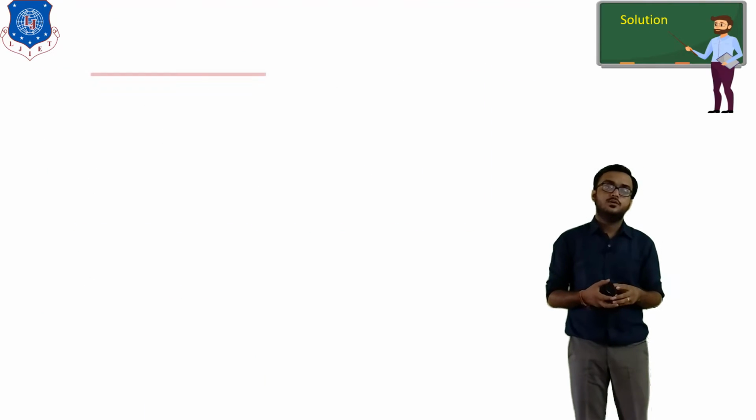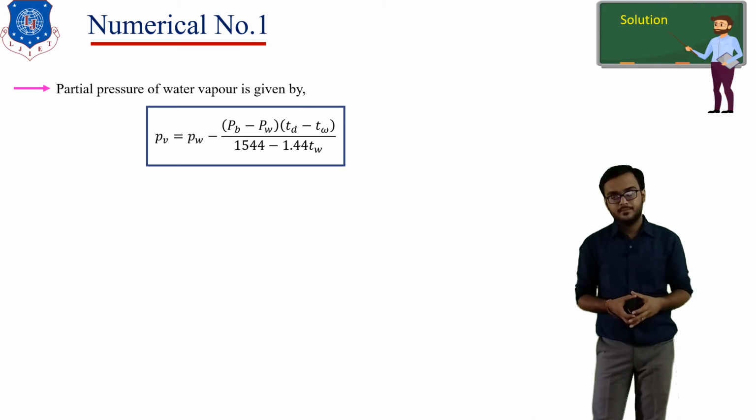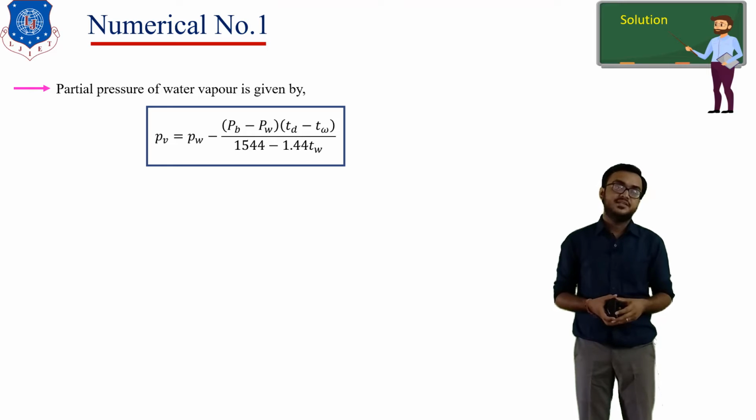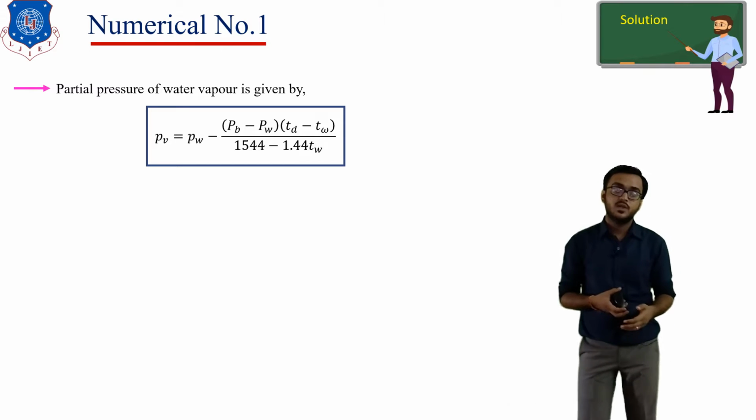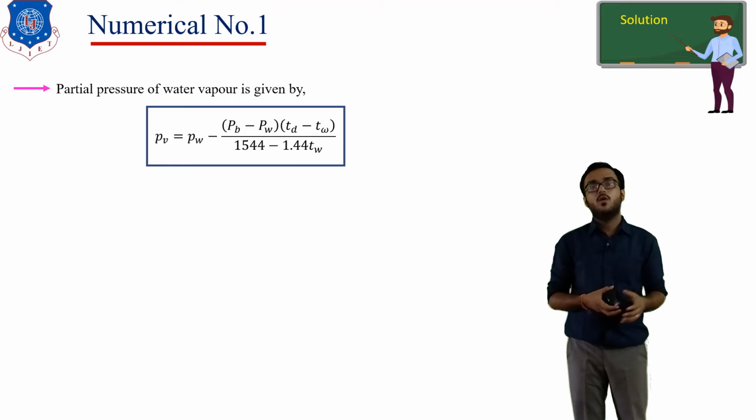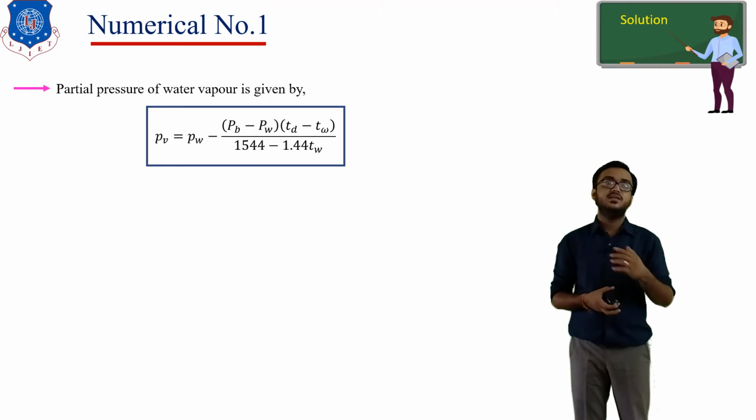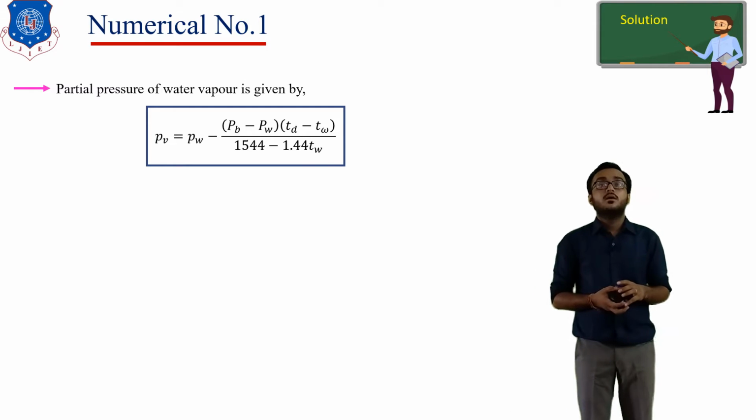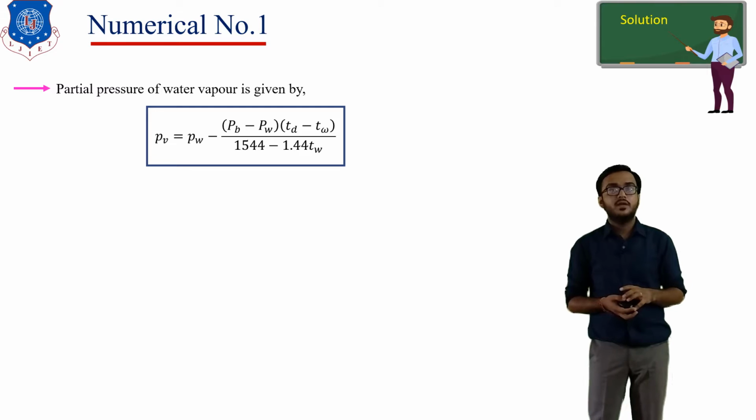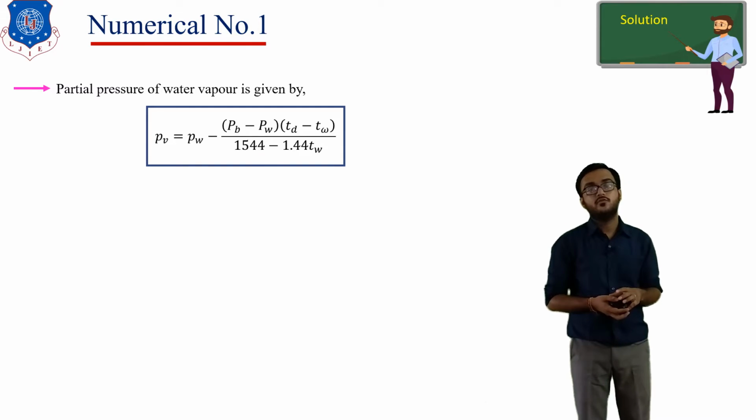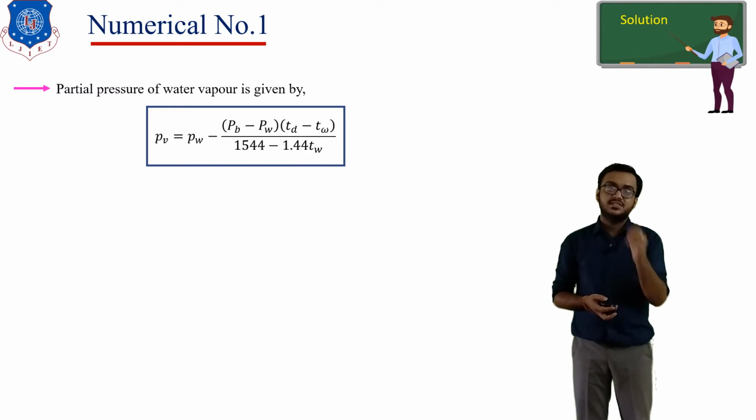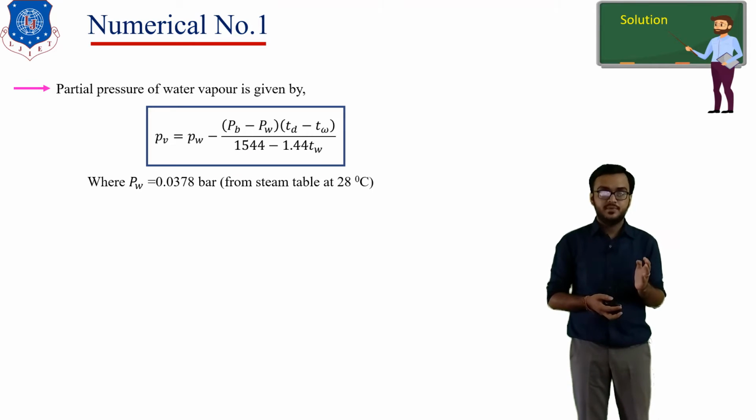As I told you, to identify omega, the specific humidity, we need to find the value of vapor pressure, and vapor pressure is given by the Carrier partial pressure equation. As per the Carrier equation, Pv is equal to Pw minus (Pb minus Pw) into (Td minus Tw) divided by (1544 minus 1.44 times the wet bulb temperature Tw), where Pw is the pressure corresponding to the wet bulb temperature.